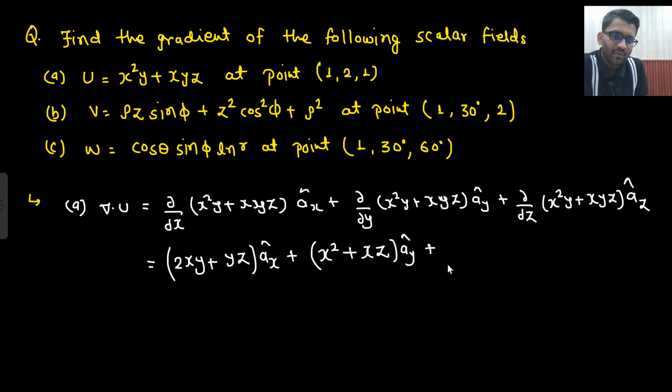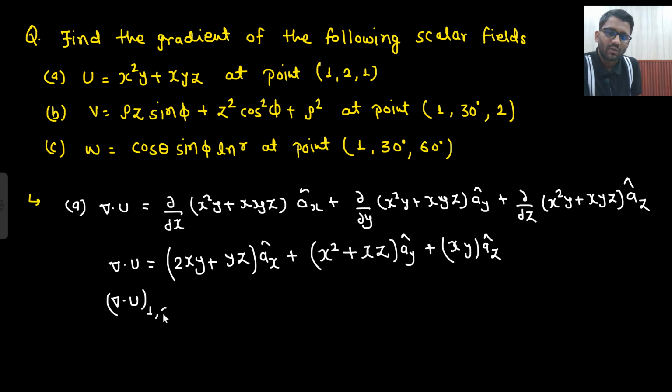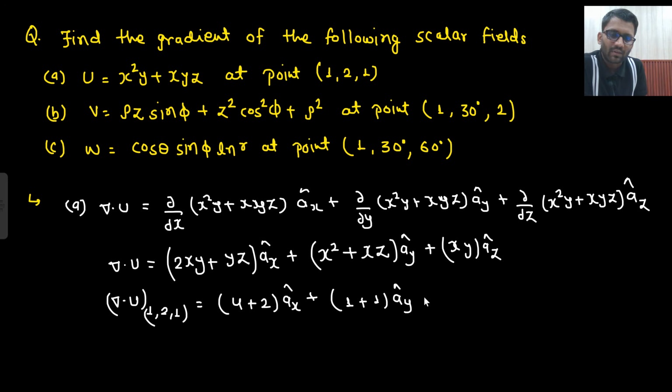ay cap. What about this? So here x square y will give you 0, and here it will give you xy az cap. Okay. Now you need to put the point. This is your del u. At a particular point they are asking, at 1, 2, 1. So what will be the value? (4 plus 2) ax cap plus (1 plus 1) ay cap plus 2 az cap.